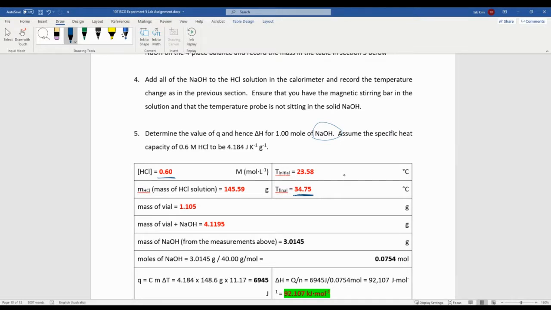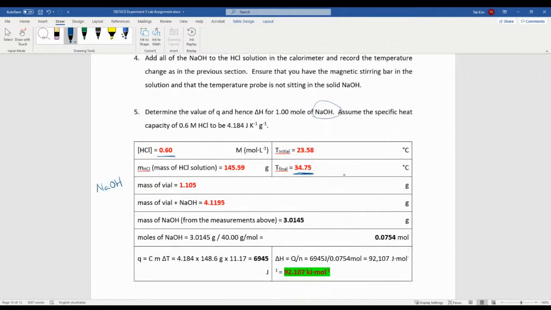Since we are handling solid NaOH, we are doing the same process. We took the mass of the vial plus NaOH, and then we took the mass of the vial later on. The mass of NaOH should be the mass of everything, which is 4.1195, minus the mass of the empty vial.